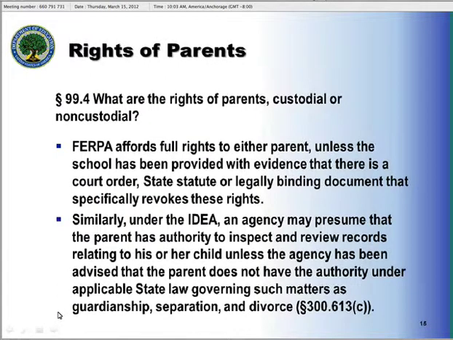When we talk about the rights of parents, it's important to note that FERPA affords full rights to either parent, custodial or non-custodial, unless there is a legally binding document that states otherwise. The IDEA contains a similar provision, as you can see on this slide.